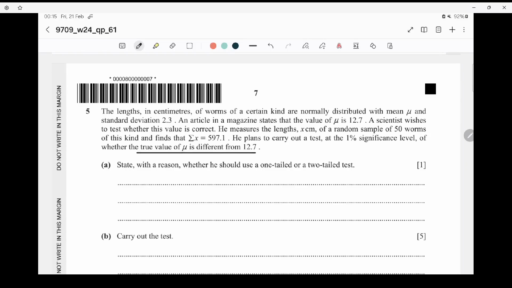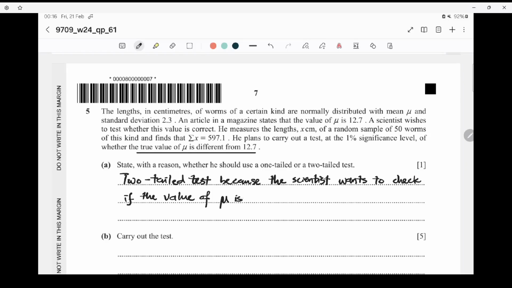So this tells you you should use a two-tail test. Because you want, probably not you, the scientist, wants to check if the value of mu is different from 12.7.